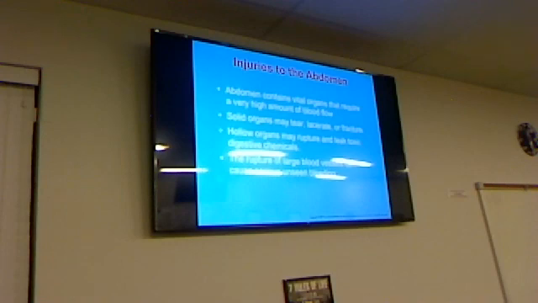Hollow organs may rupture and leak toxic digestive chemicals. So you get the bowels rupture, all that stuff is just free floating in the abdomen. That's going to be a nightmare for that patient. It's going to be a nightmare for the trauma surgeon having to do surgery. These people are going to need lots of antibiotics. You're praying they don't become septic.